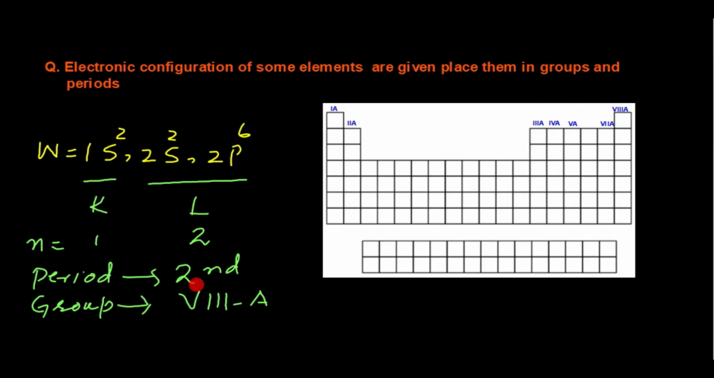Now we'll write the position of W in the periodic table. We'll find its period number. What is the period? Second. Here 1, 2. This is the second period. Group number is 8. Where is group 8? This is group 8. So here we will write W. This is the position of W in the periodic table. So we write W here.